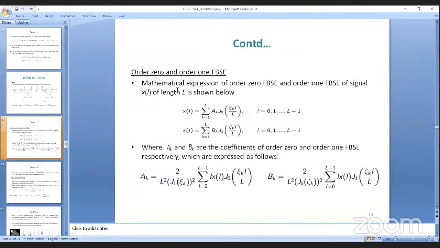Earlier we have seen the order 0 and order 1 FBSE spectrum-based analysis and synthesis process. These are the mathematical equations for the synthesis process of the order 0 and order 1 FBSE methods. And these are the analysis expressions: the first one is for order 0 and the second one is for order 1. In these two approaches we have studied and compared the order 0 and order 1 FBSE approaches in the FBSE DWT method.